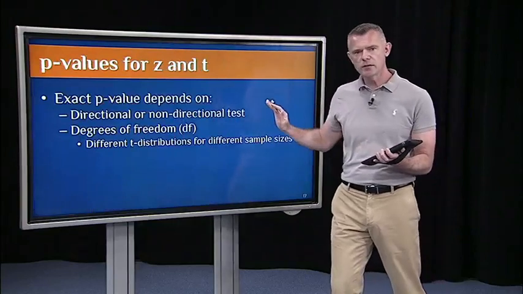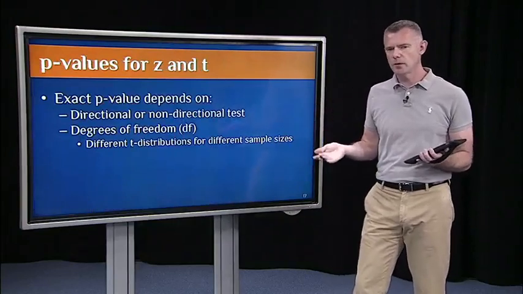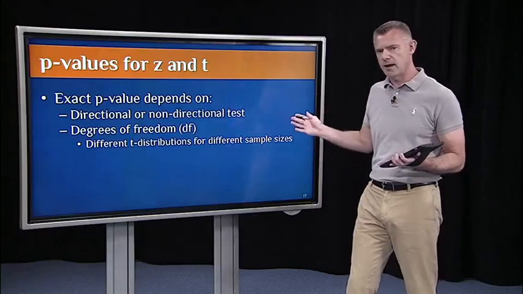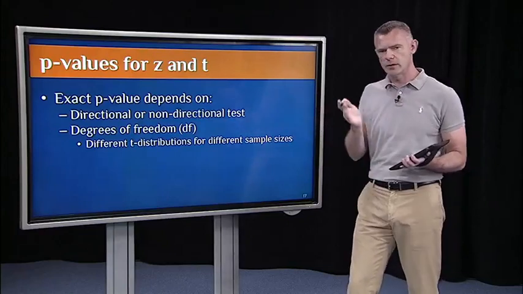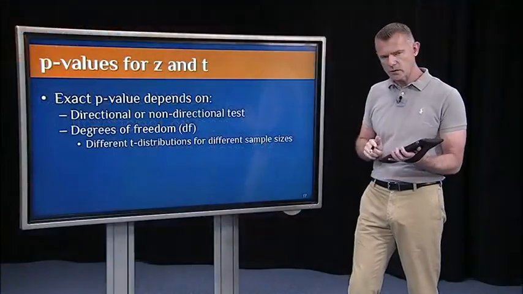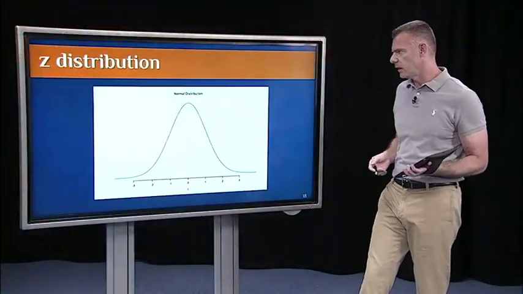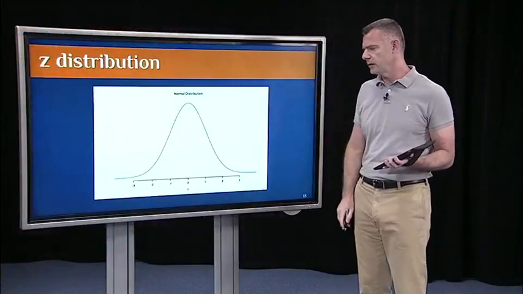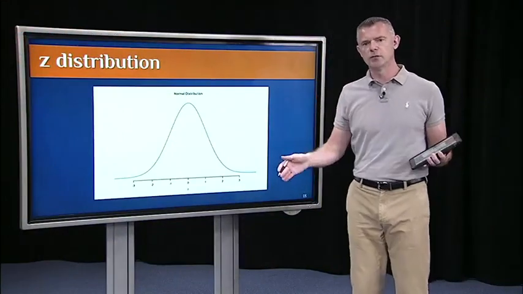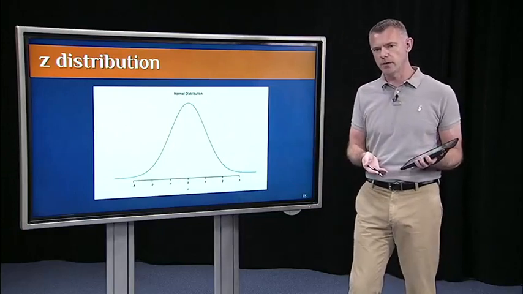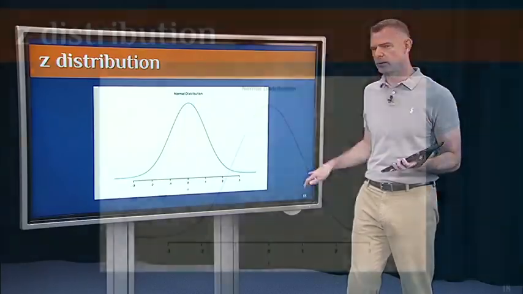The p-values for z and t, where do those come from? Remember back to the central limit theorem, it's exactly that. It's going to depend on whether we do a directional or non-directional test, and it's going to depend on our sample size. First, if we're going to do a z-test, again, we're not going to do a lot of z-tests, but if you do a z-test, then your sampling distribution is known, right? Because you know the parameters of the population, so you have a known sampling distribution.